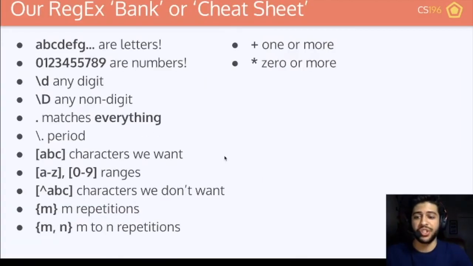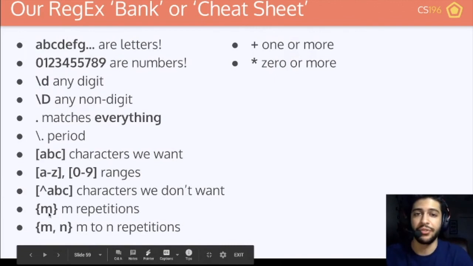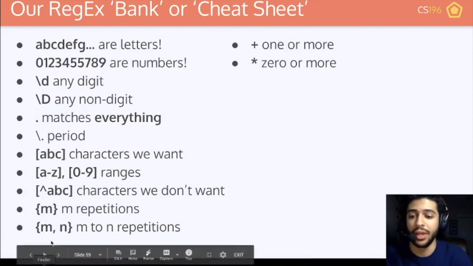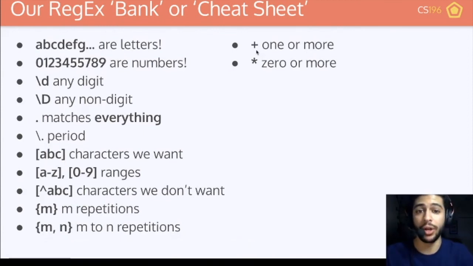So we can add that to our cheat sheet. We said that the curly brace, with any number that you put inside of it, for example here, m, will be m repetitions of the preceding character. This is m to n repetitions of the preceding character. The Kleene plus is 1 or more, and the Kleene star is 0 or more.